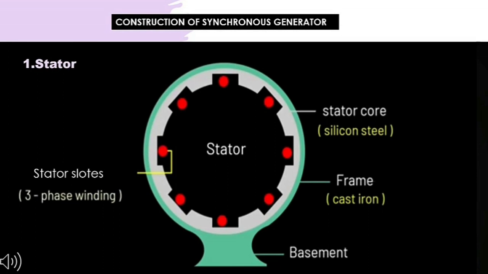The first main part is stator. This is the front face of an alternator. The basement provides mechanical support to the alternator. Frame is provided at the outer portion of alternator that protects the elements of alternator and gives the cooling effect. In case of small size alternators, cast iron is used. In case of big size alternators, welded steel is used.